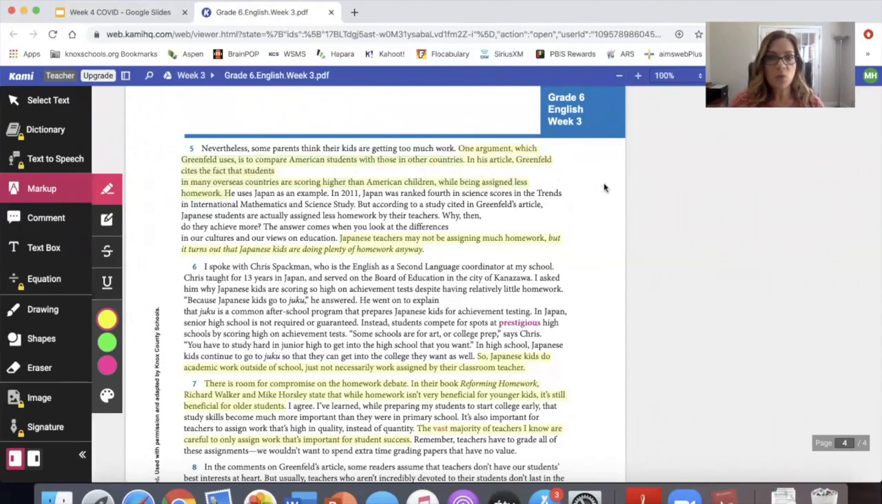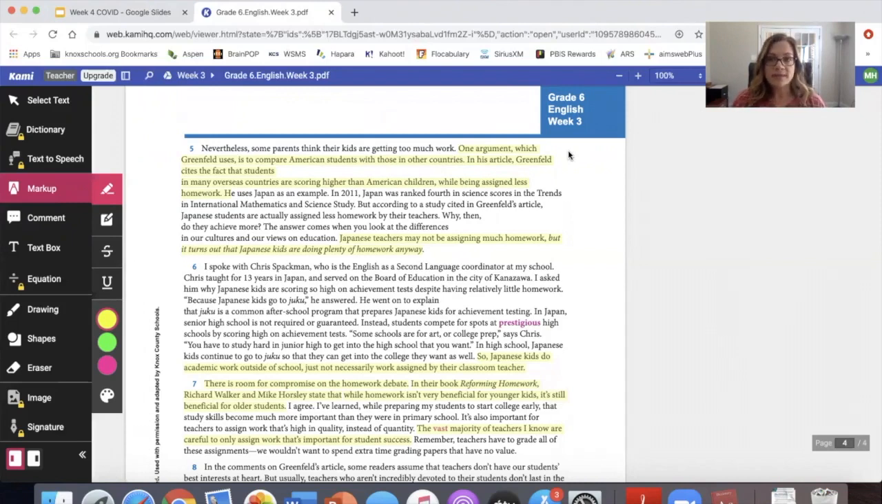So one argument, paragraph 5: One argument which Greenfield uses is to compare American students with those in other countries. In his article, Greenfield cites the fact that students in many overseas countries are scoring higher than American children while being assigned less homework.